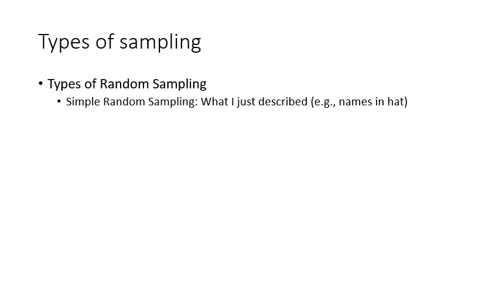So there are a number of types of sampling. And so first, the types of ways that you can randomly sample. Simple random sampling, that's what I just described, putting names in a hat or something like that.